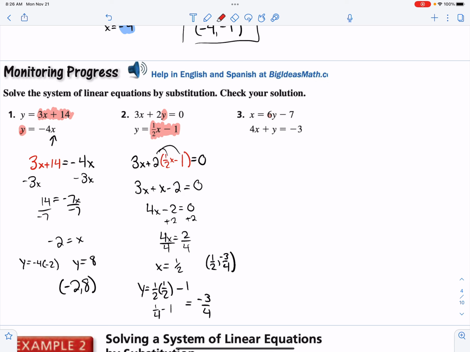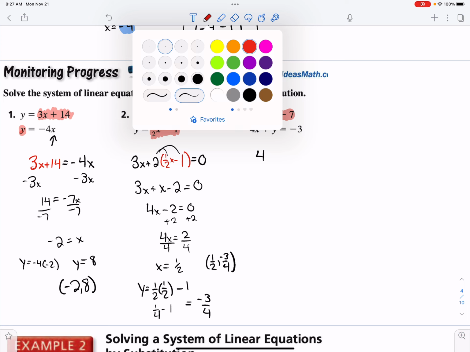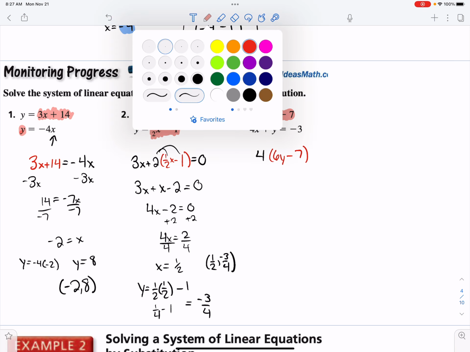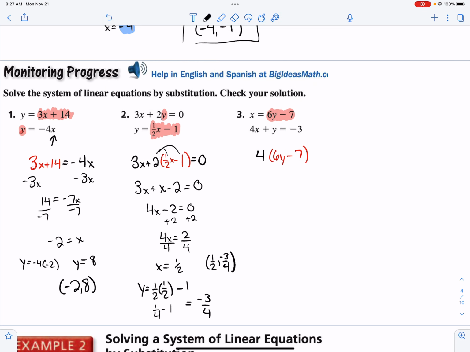Notice on this last one, it looks a little different. We have x isolated for us. So we're going to plug in for x this time instead of y. Essentially, the work is the same though. We plug in for x. We distribute. Once we distribute, we combine like terms.